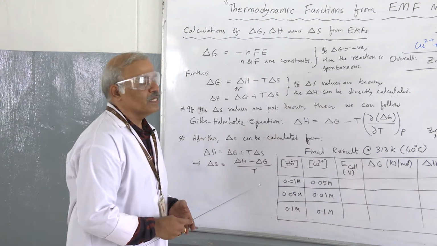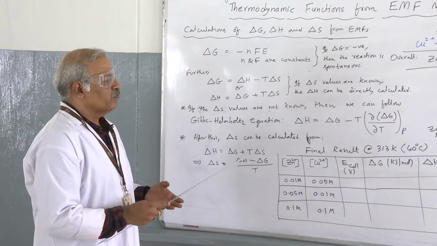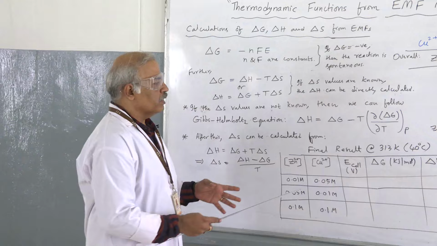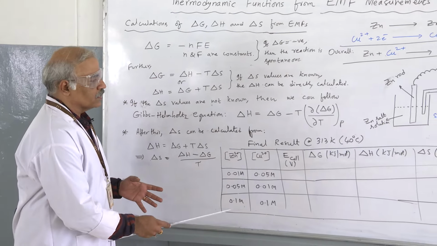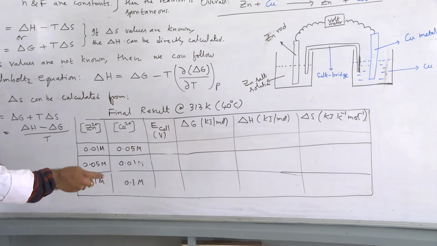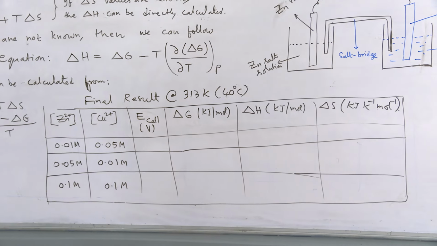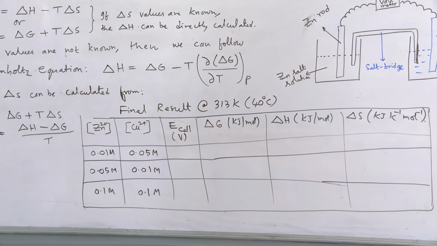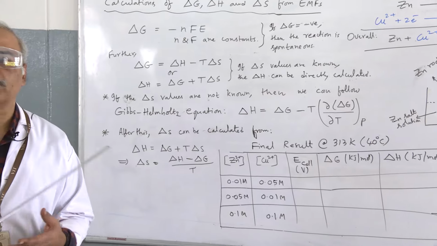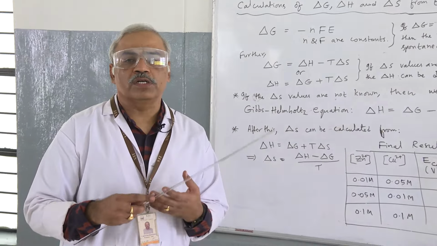From this, we calculate these thermodynamic functions for all the concentrations that we use and also at different temperatures. The final result that appears here is that we are going to have 3 different concentrations at 40 degree centigrade temperature, and we are going to have the E cell value and delta G, delta H and delta S values. Whatever results we calculate, we are going to put them there and compare them, and see whether the reaction is spontaneous or not, whether the reaction is thermodynamically endothermic or exothermic, and also how much amount was not used in the reaction.